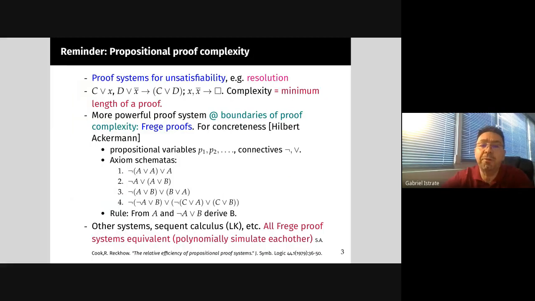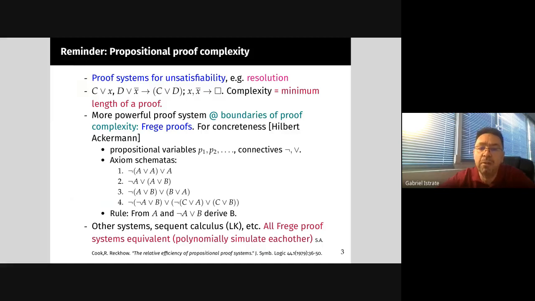So the starting point is propositional proof complexity. We're talking here about unsatisfiable formulas, and we want to prove they're unsatisfiable. And of course, you can do that by, for example, resolution, and you can talk about the complexity of such a proof, which is the minimum length of a proof. And of course, resolution is quite limited. Proof complexity has concentrated on some more powerful proof systems, including some which we don't know how to prove exponential lower bounds for. And the proof system that we're interested in is the so-called Frege proofs.